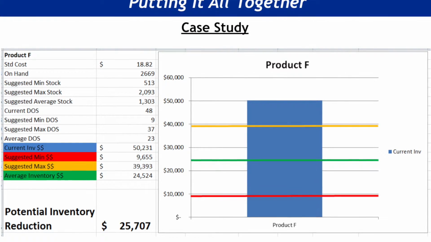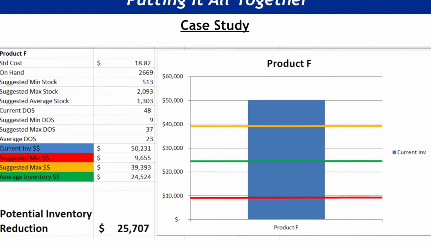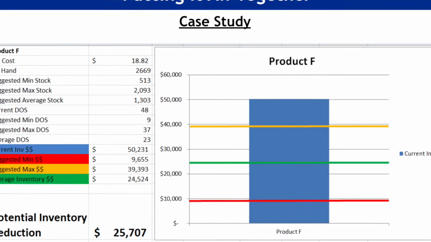You might have items where you don't want to carry any inventory at all. And the result would be this big blue bar way, way lower than what it should be, if that's your current inventory stocking level. That would recommend you need to carry more inventory if you want to keep your customer service levels where you want them to be. So this could go the other direction too.